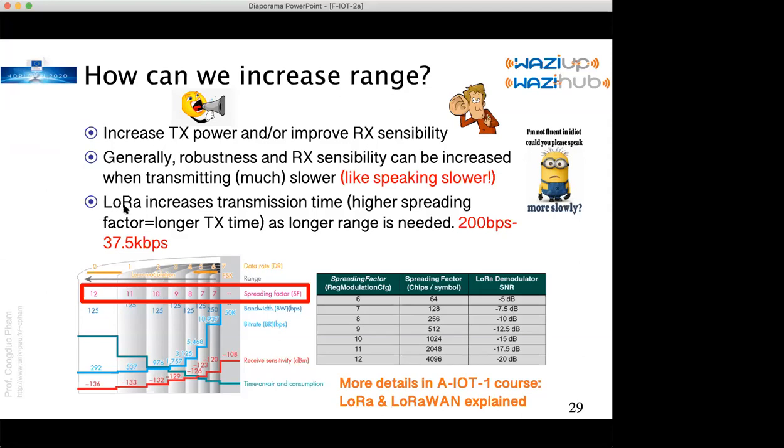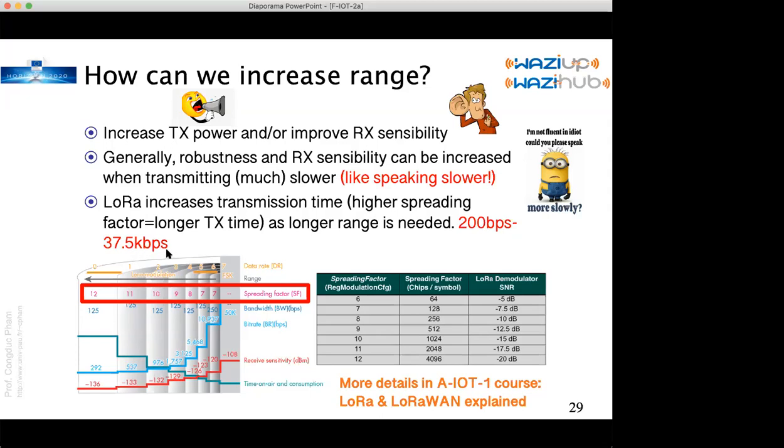So LoRa, which is one of the recent IoT radio technologies, typically does that. It will increase the transmission time, okay? It will use what we call the spreading factors, okay? Higher spreading factors mean longer transmission time. The cost is that the throughput is very small. Nothing to do with Wi-Fi access or 4G access. See, it's 200 bit per second. I'm not talking about megabit per second. I'm talking about bit per second. So 200 bit per second, up to 37 kilobit per second only, okay?